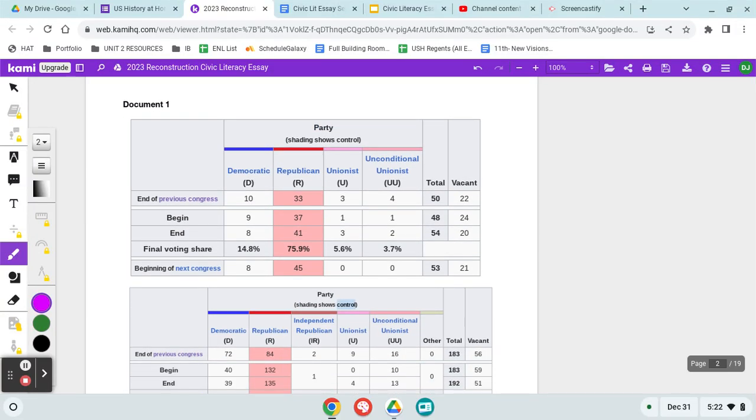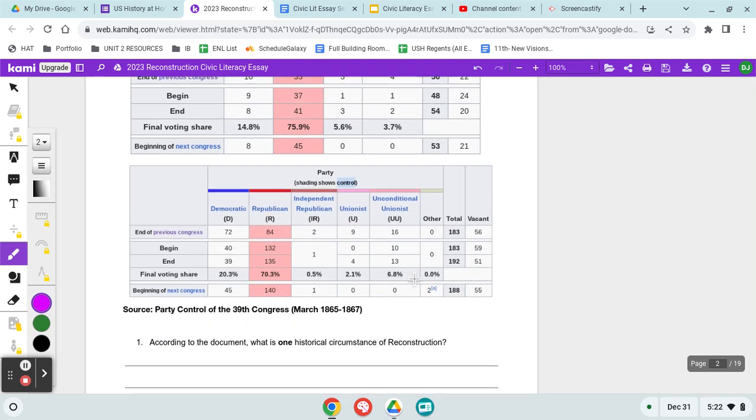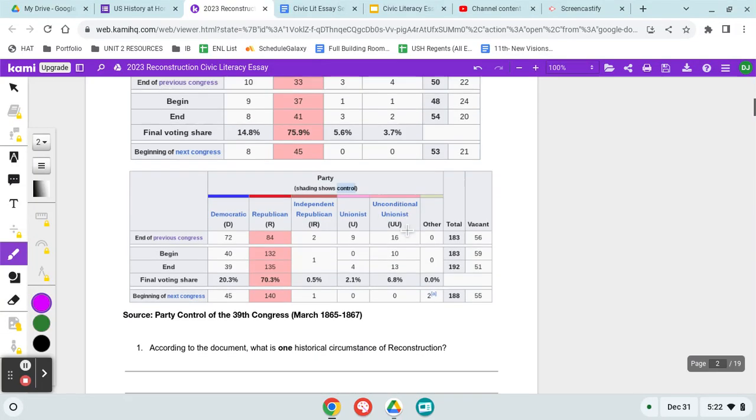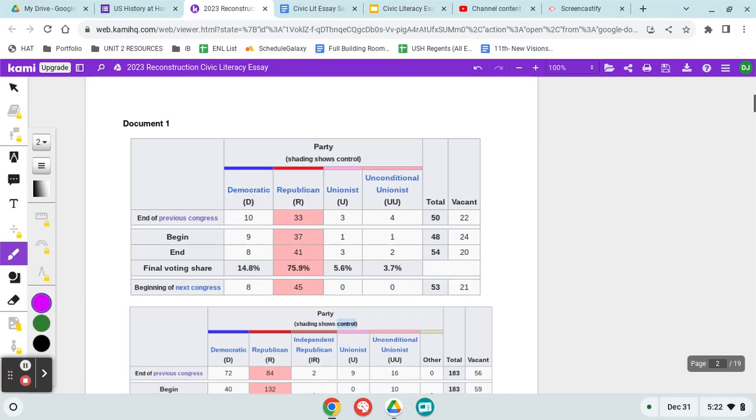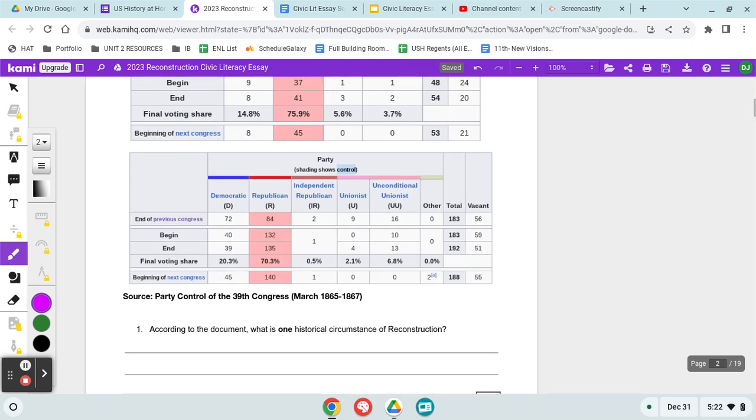This is a document that you have on your Reconstruction essay. And so, although we're not going to break it down in full right now, you can follow along at home too. So, looking at this document and answering the question, I would want to annotate this document first. Since I am going to the source first, I'm looking at a document about who controlled Congress in 1865, the beginning of Reconstruction, until 1867. I'm immediately thinking in my mind that this is about the circumstances. I'm immediately thinking this document is based on circumstances. And lo and behold, the Regents question is, according to the document, what is one historical circumstance of Reconstruction?